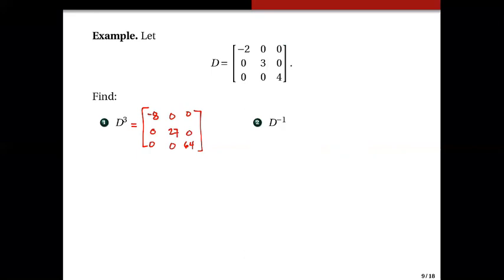And for the inverse, notice that all the diagonal entries here are non-zero. So this has an inverse. And the inverse can be obtained by writing the corresponding diagonal entries of D using the reciprocals. So the reciprocal of -2 is -1/2. The reciprocal of 3 is 1/3. Then the reciprocal of 4 is 1/4. And then again, the rest are just 0. So this is the inverse of the diagonal matrix D.